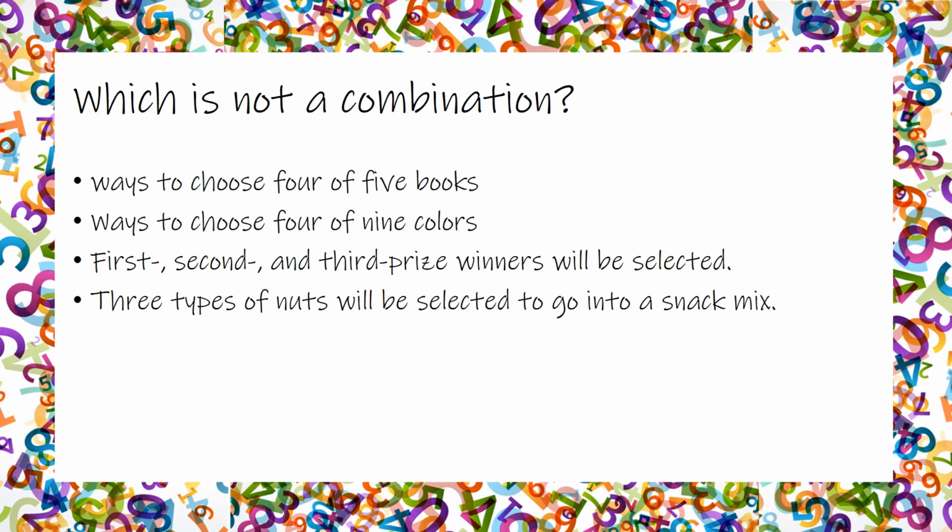Which of these is not a combination? Now before I told you combination is where order does not matter. So would it be ways to choose 4 of 5 books? Ways to choose 4 of 9 colors? First, second, and third prize winners will be selected, or 3 types of nuts will be selected to go into a snack mix. The only one of these that order does matter is first, second, and third place winners. Okay, so that one is not a combination. That would be a permutation.